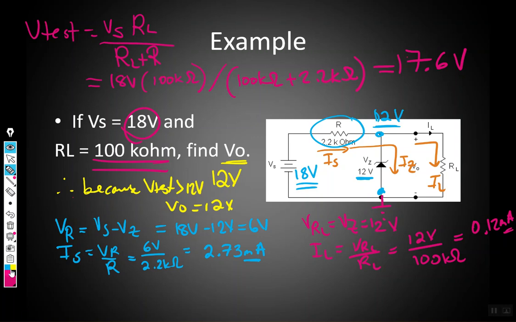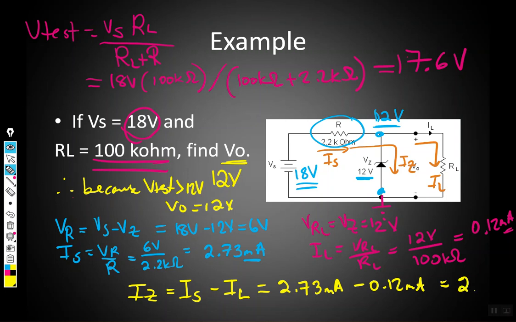And our last thing to figure out is IZ. So we know that IZ is the source current minus whatever was flowing through the load resistor. So that's going to be our 2.73 milliamps minus 0.12 milliamps equals 2.61 milliamps is what is flowing through the Zener diode. And so we would want to make sure that this is not greater than the maximum current rating of our Zener diode on the spec sheet. Okay?